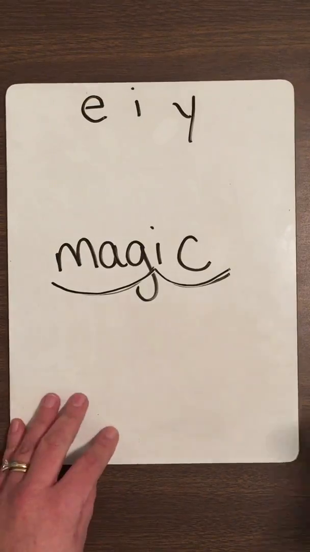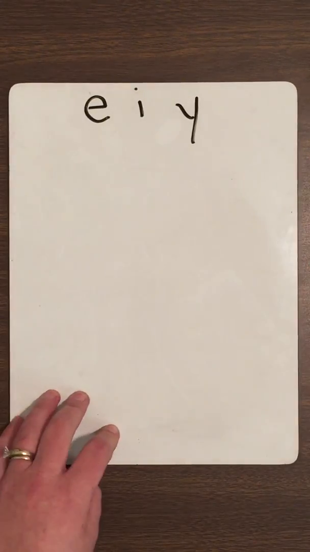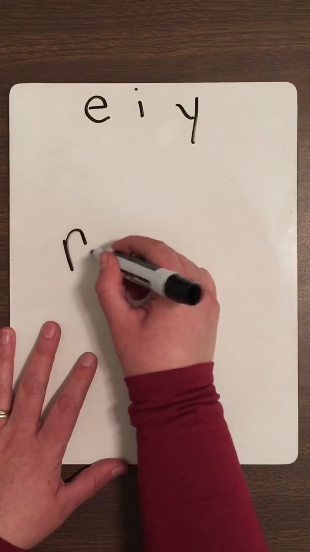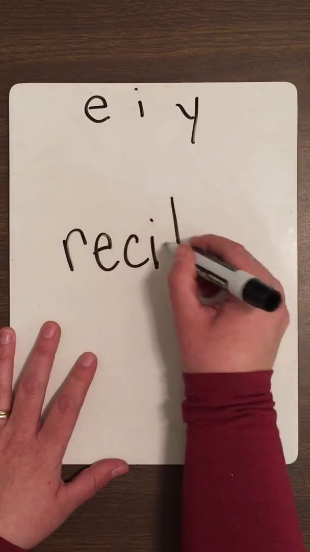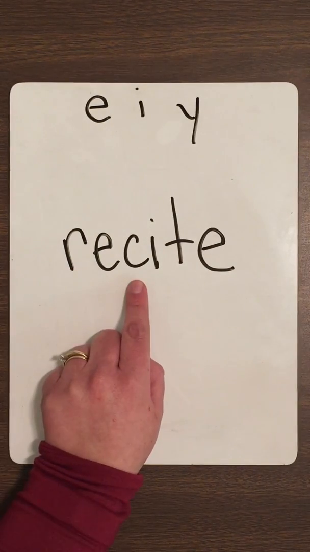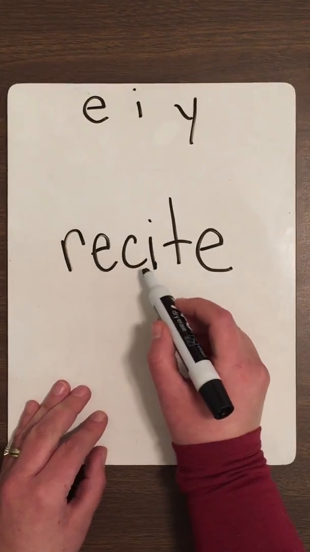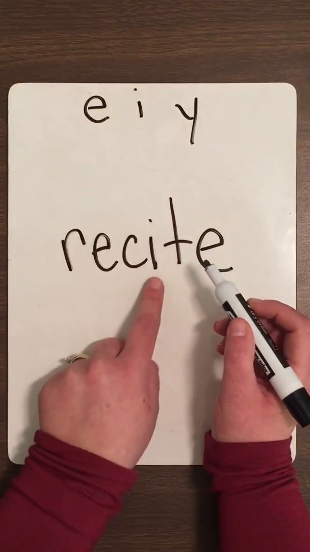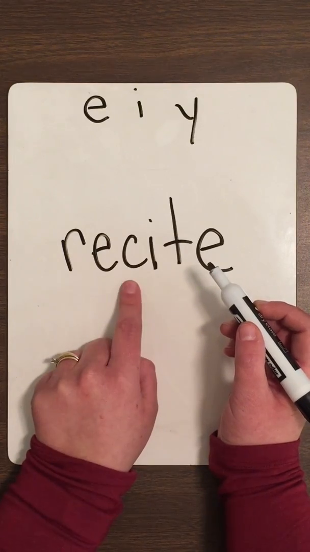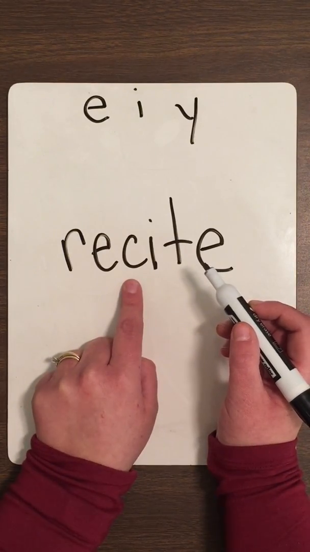Let's try another one real quick. Well, let's do this one. Okay, so here we have a C in the middle. And let's see, is there an E, I, or a Y after it? Oh yes, there's an I. So it's going to make the sound of an S, like S.